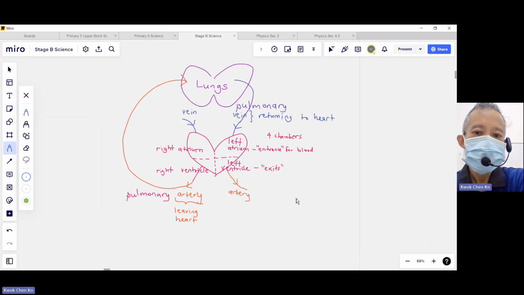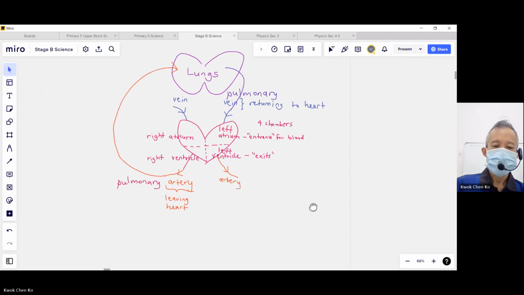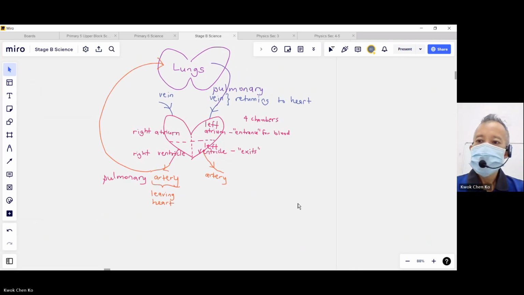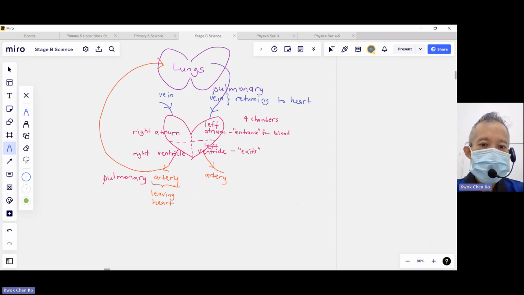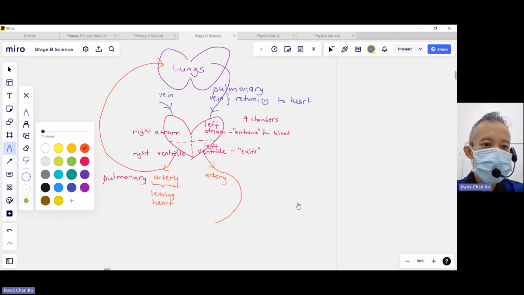And you can probably figure out where the other two go to. This one is important, right? It goes to the rest of the body. Maybe I'll draw one block here.